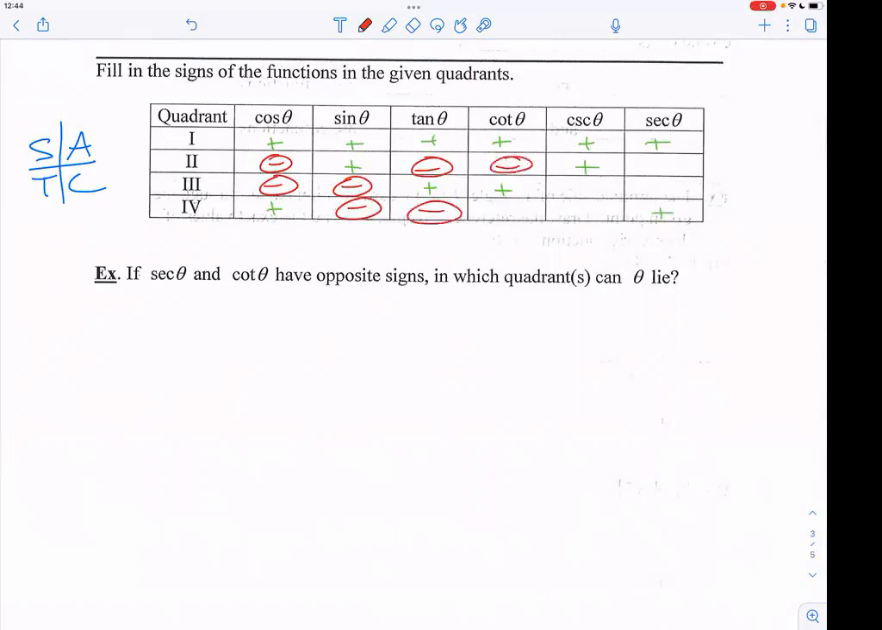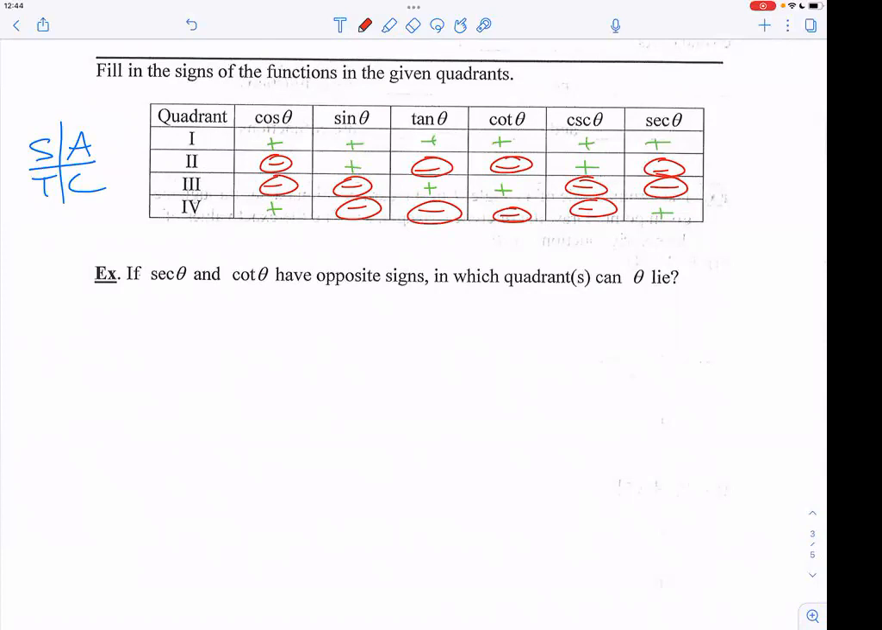Now this is how I do my minus. Not that I care about this table, but I don't want to hurt my eyes. If I'm just putting minus and plus without the circle, it's going to hurt my eyes pretty badly. Now, based on this table, this ASTC diagram, can you decode or solve the puzzle right here? If secant theta and cotangent theta have opposite signs, meaning one plus, one minus, in which quadrants can theta lie?